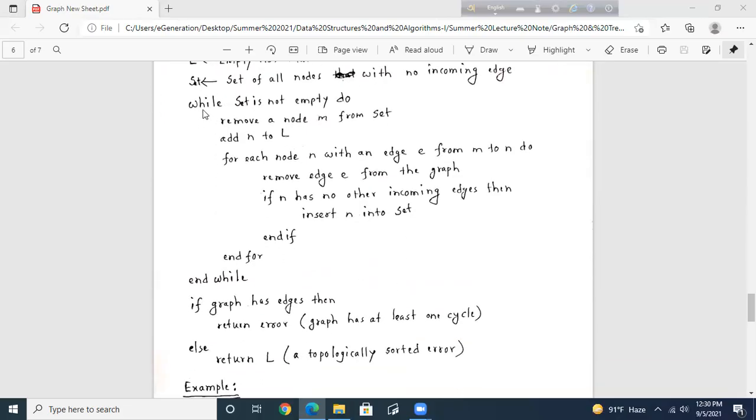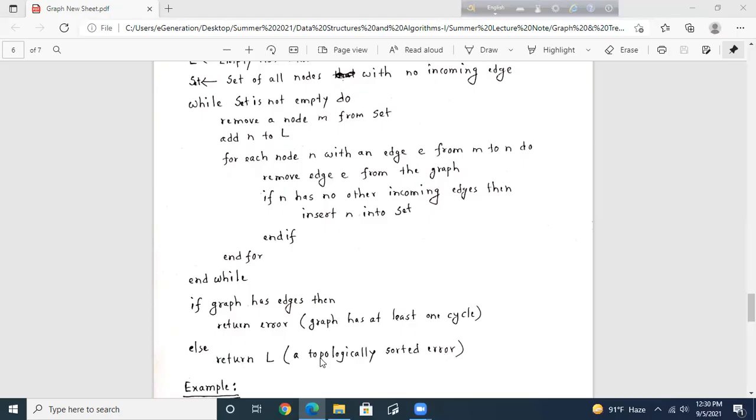Dear student, after the while loop, if the graph has edges, then return error: the graph has at least one cycle. If the graph is empty, in that case your output will be L.